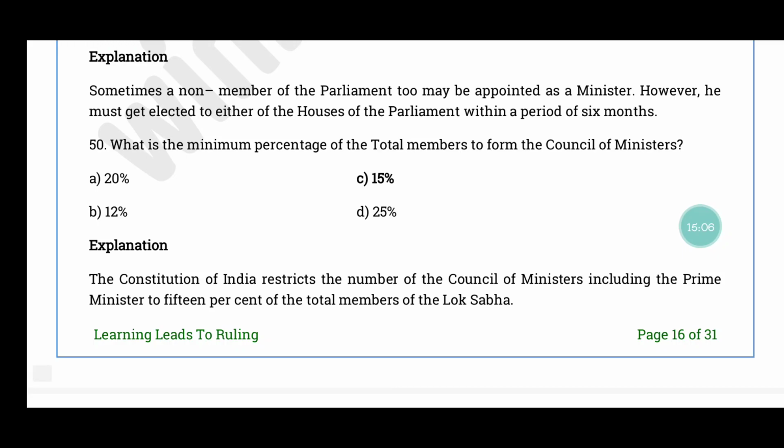Question number 50. What is the minimum percentage of total members to form the Council of Ministers? The correct answer is option C, 15%. Constitution of India it restricts the number of Council of Ministers including the Prime Ministers to 15% of the total member of Lok Sabha சொல்லலாம்.